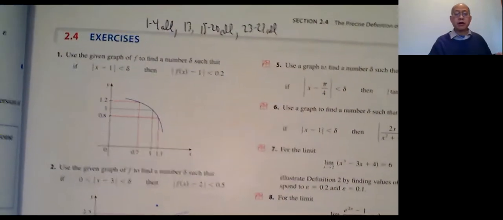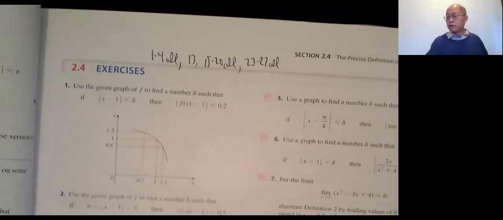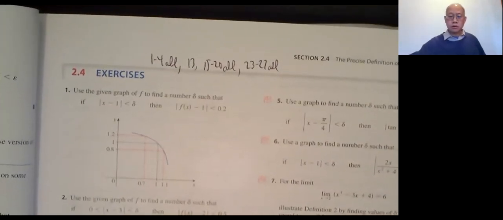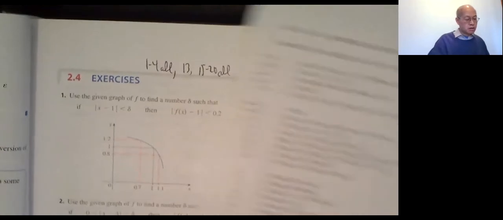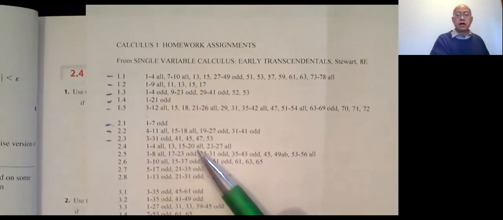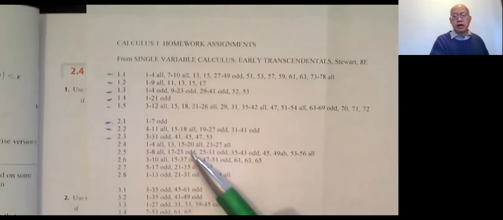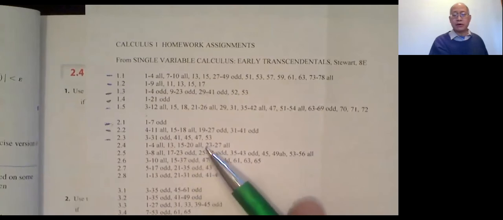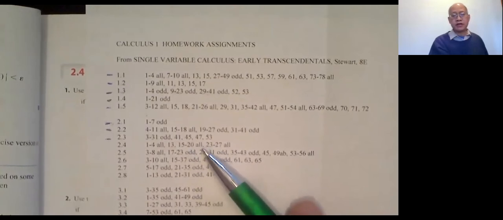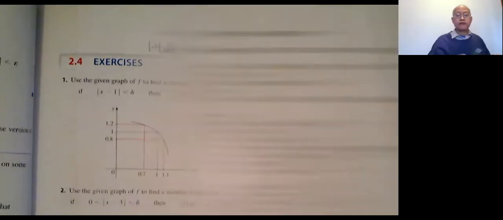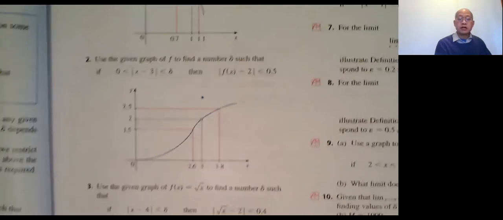I'll show you some examples right away. Okay, so 2.4. I have 2.4, 1 to 4 all, 13, 15, and 20 all. By the way, a lot of these, it doesn't really matter if I do an odd or an even, because they're proofs, and so they don't have the answer in the back of the book anyway. Right? I'll probably end up doing the even just out of habit, but it doesn't really matter if I do evens or odd. Okay, 1 through 4 all, I'll do the evens for you. Okay, so let's look at number 2.